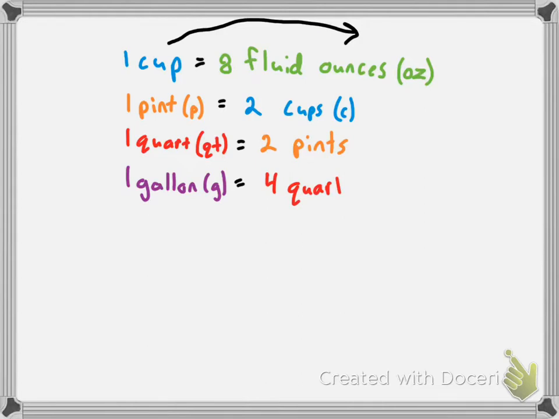All right, so if we're converting this direction, going from a cup to an ounce, a pint to a cup, a quart to a pint, or gallon to quarts, then when you go that direction on your chart, you're going to multiply by the conversion number. So if you go from cups to ounces, it's times 8. From pints to cups, it's times 2. From quarts to pints, it's times 2. And from gallons to quarts, it's times 4.